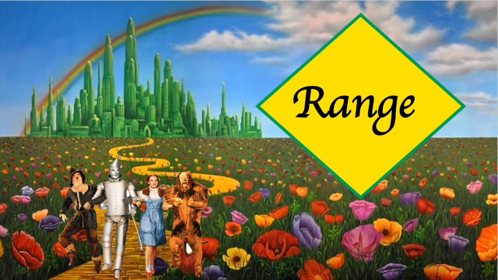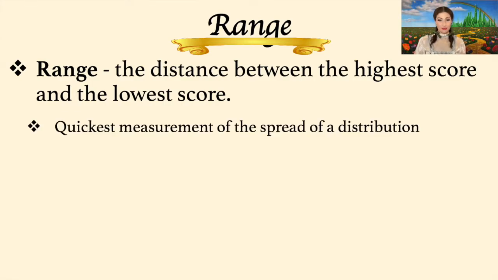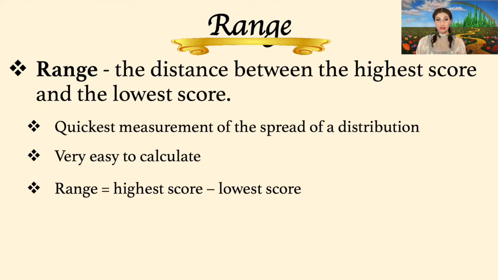We'll start with the range. The range is the distance between the highest score and the lowest score in a distribution. It is also the quickest measurement of the distribution to identify, and it's very, very easy to calculate. All you have to do to calculate range is subtract the lowest score from the highest score.